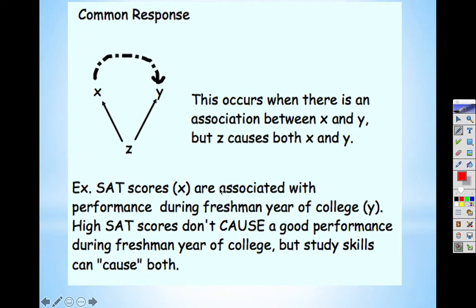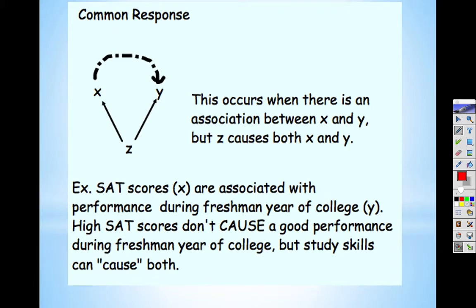SAT scores are associated with freshman year college, meaning if you do better on the SAT, it shows you do better in college. But high SAT scores don't cause good college performance. We say that they are both a cause of good study habits. If you're good at studying and you're good at test taking, you're going to have a better SAT. If you have good study habits and are good at test taking, you're going to have a better freshman year. X and Y are correlated, dotted line, but they're both a common response to being a good study habits, good test taker.